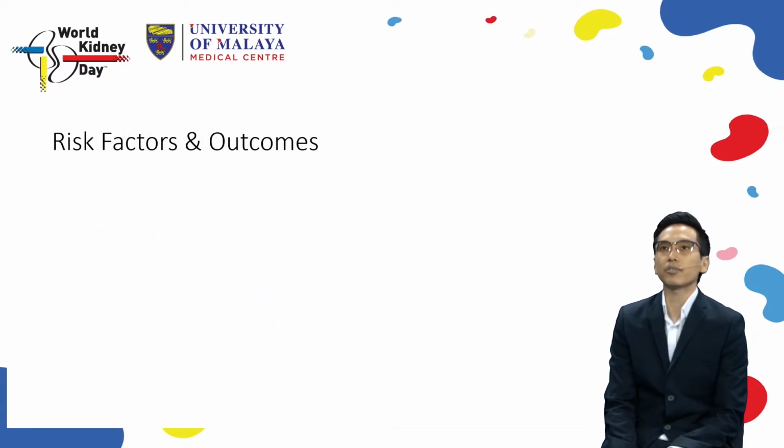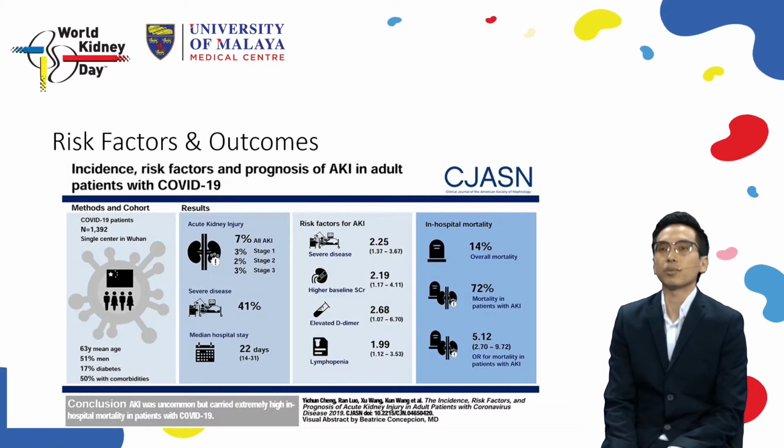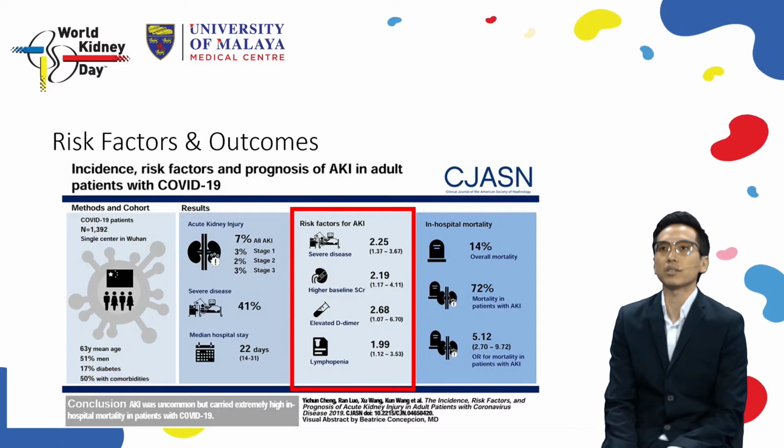So what are the risk factors for acute kidney injury in COVID-19 patients? As you can see from the first study, which was done in Wuhan, the risk factors were severity of COVID disease, the more severe the COVID, the higher the chance of acute kidney injury, a higher baseline serum creatinine level, elevated D-dimer levels, and also lymphopenia.